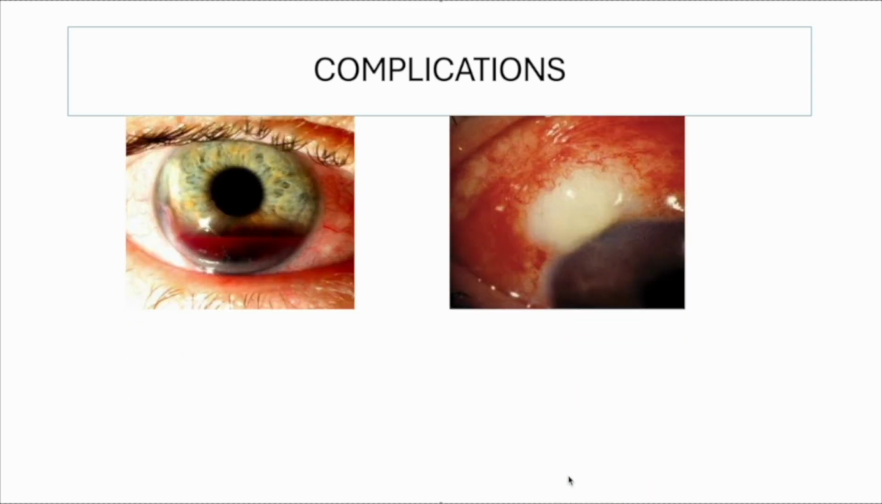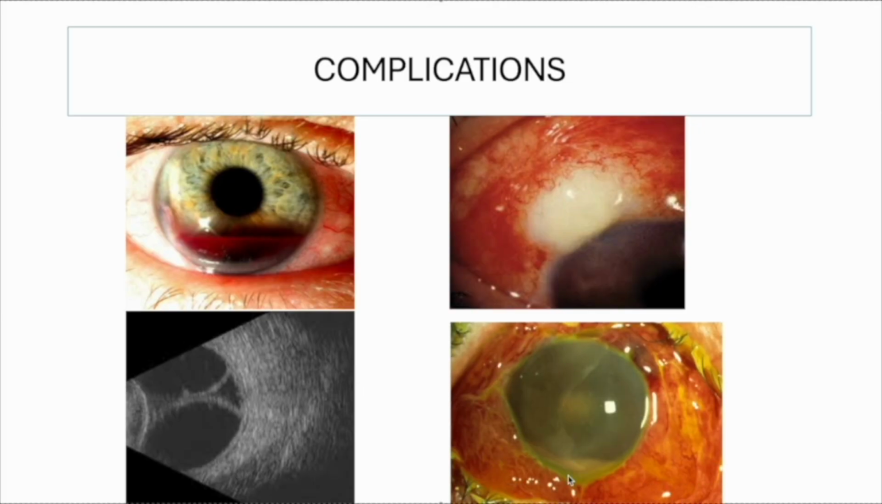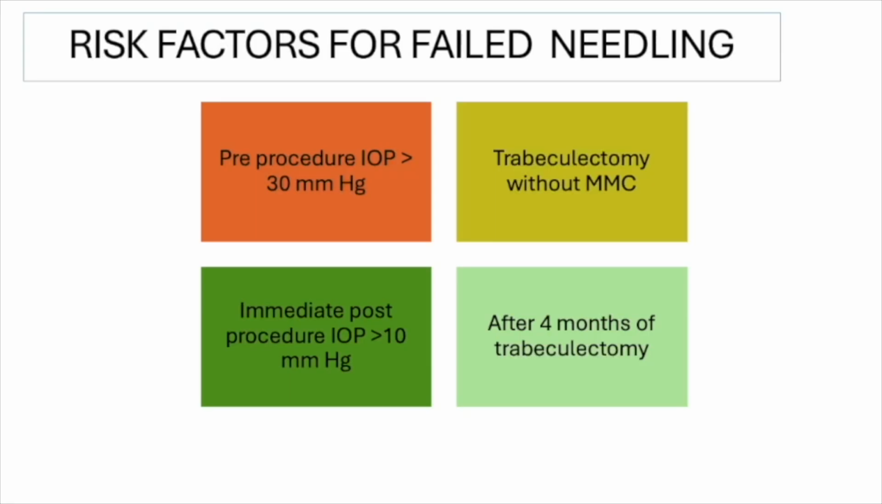Rarely, bleb needling can land up in complications like hyphema, blebitis, hypotony leading to choroidal detachment, and even endophthalmitis. Some of the known risk factors for failed needling are pre-procedure intraocular pressure more than 30, trabeculectomy performed without use of mitomycin C, immediate post-procedure intraocular pressure more than 10, and bleb needling done after 4 months of trabeculectomy.